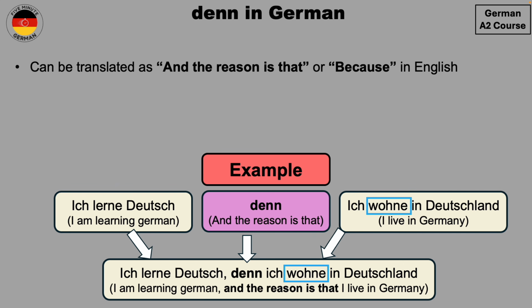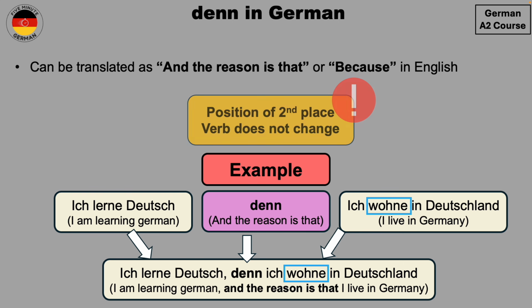Now what is the main difference over here? The main difference is that the position of the second place verb does not change when we use "denn". So you see that "wohne" did not go to the end of the sentence, rather it remained at its position where it originally was. And remember that we have to use a comma before "denn" as well.